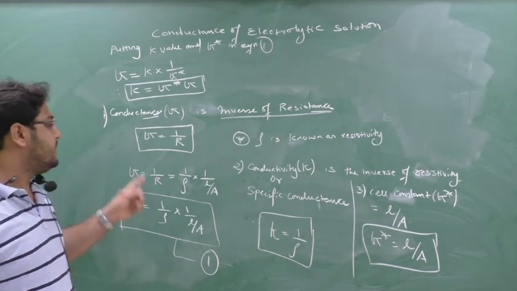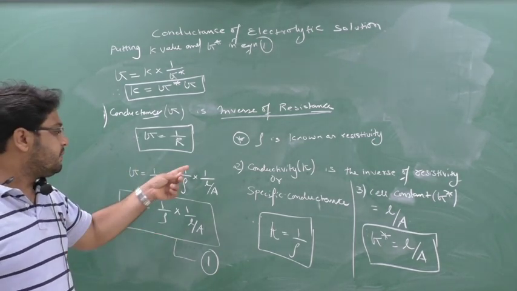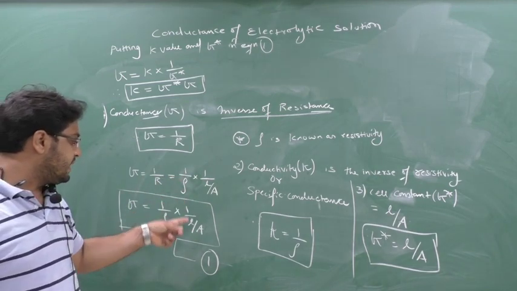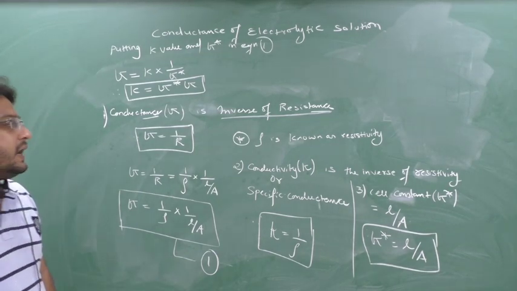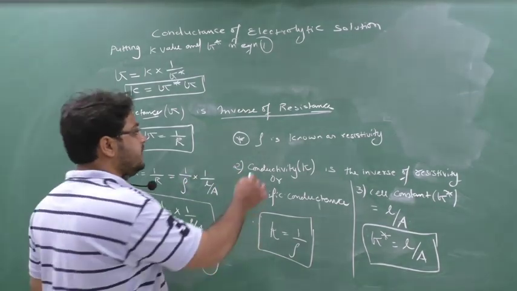But what is the R formula? Rho L by A. So when R equal to rho L by A, 1 by R means what? 1 by rho and 1 by L by A. So the G formula I will get is 1 by rho into 1 by L by A, and this I will indicate as equation number 1. Now from here I know rho. So again I am starting my theory from here.